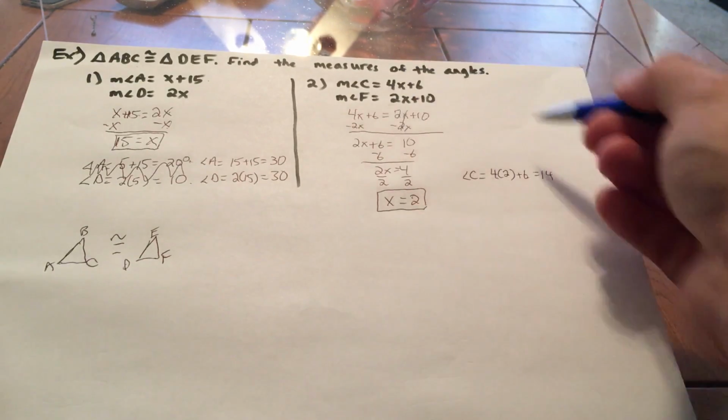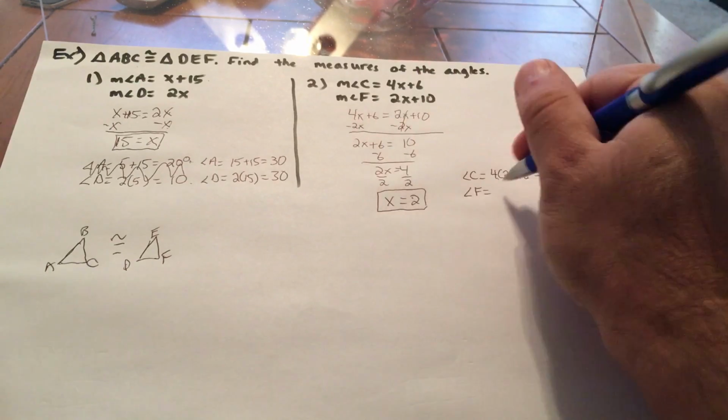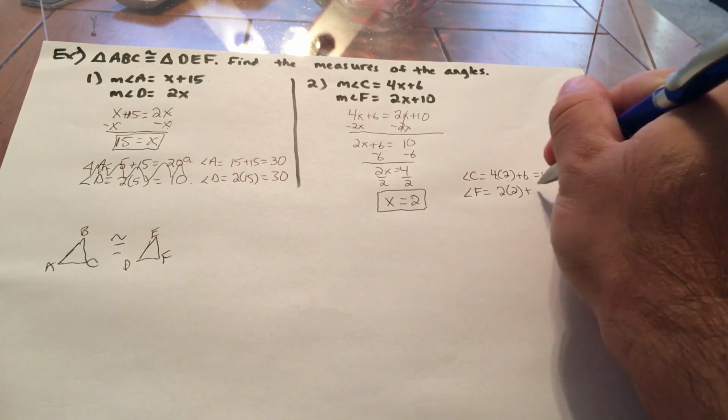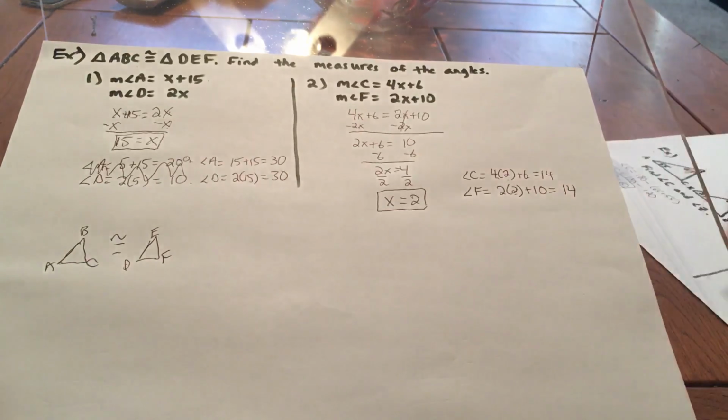Now we're going to expect angle F to be equal to 14 as well, or we made a mistake. So 2 times, we're putting in 2, plus 10. 2 times 2 is 4. 4 plus 10 is 14. So we know we're correct.